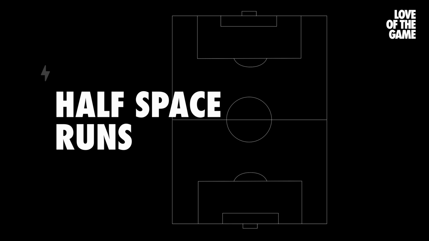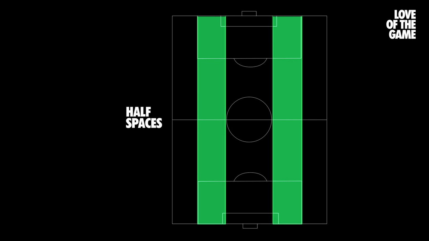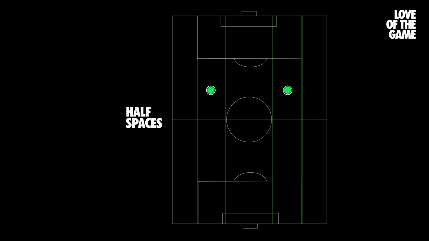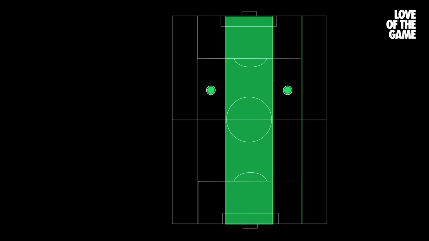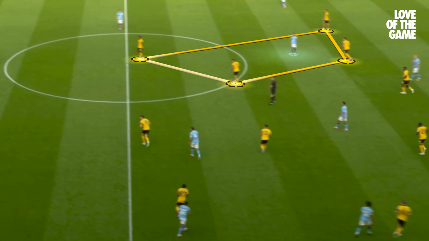Next are half space runs. The half spaces are 2 vertical lanes between the wide areas and the central lane. These areas are great for attacking midfielders, as the opposition is usually focused on blocking the central areas. Plus, from the half spaces, you still have the options to play in any direction. So let's see what that looks like in a game.